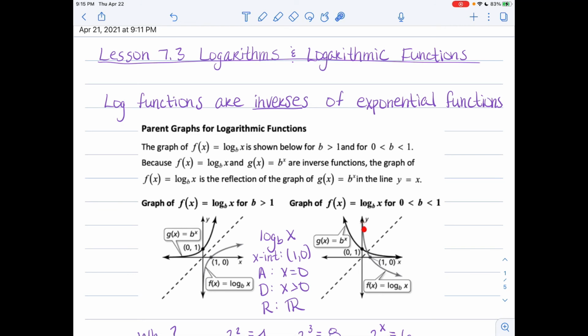Now I could talk about the exact same properties for this inverse of the decay function. Everything is the same. We have an x-intercept at 1. We have a vertical asymptote at x equals 0, making our domain greater than 0 and our range all real.